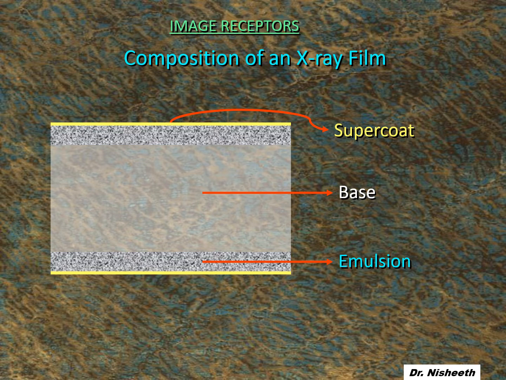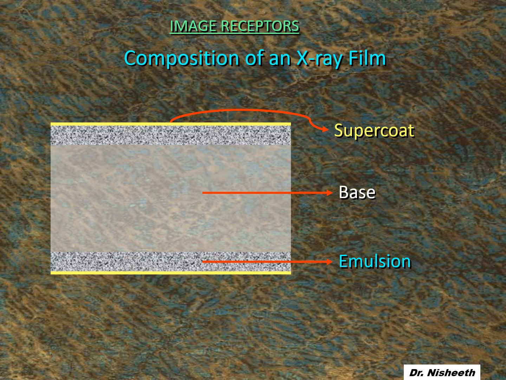Basically, the X-ray film, all of you have touched an X-ray film. They are very thin, say around 0.2 millimeter in thickness. Most of the films earlier used to be made of glass, then cellulose or celluloid material. Now they are made of plastic, or polyethylene terephthalate we call it.